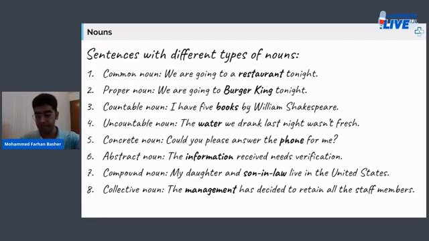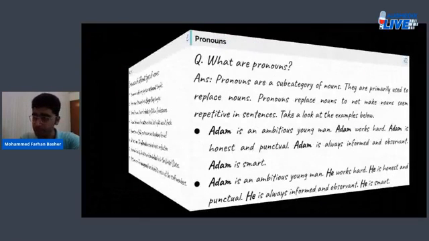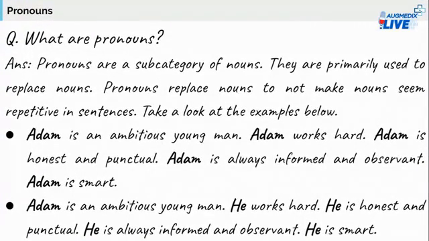So now we're going to move into what we're going to learn today, and that is pronouns. Okay, so what are pronouns? Pronouns are a subcategory of nouns. They're primarily used to replace nouns. Pronouns replace nouns to not make nouns seem repetitive in sentences. Take a look at the examples below.